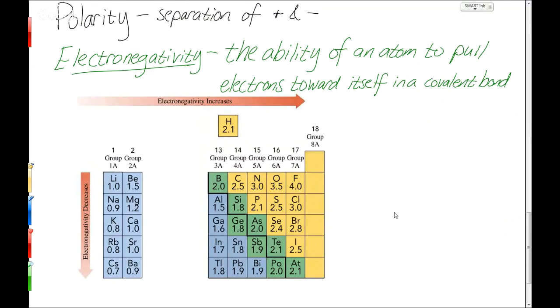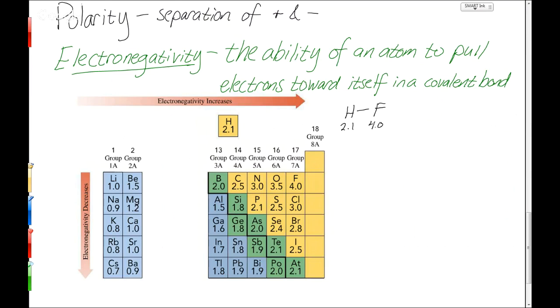So an element with a higher number that's bound to an element with a lower number, the one with the higher number will pull the electrons toward it. That's what that means. So if we have an HF bond, H is 2.1 and F is 4.0. So that means the electrons will get pulled more toward the F. Now you don't have to remember these numbers, I would give them to you.